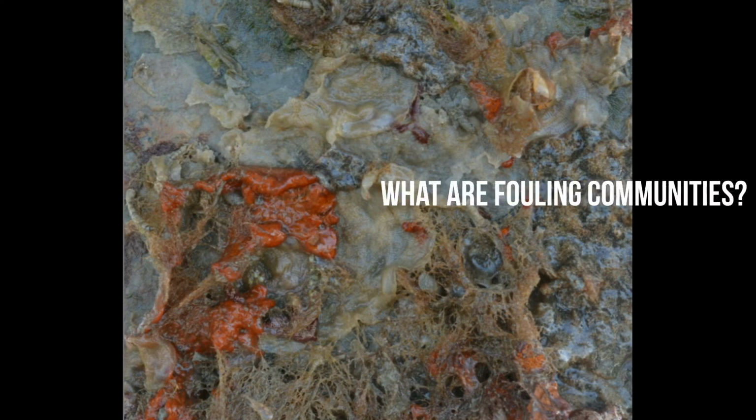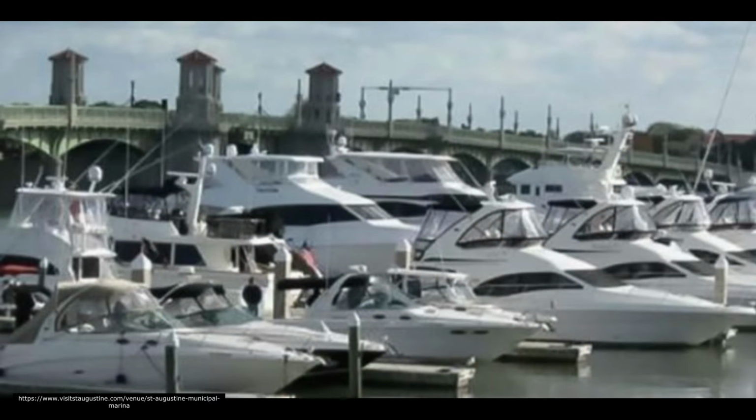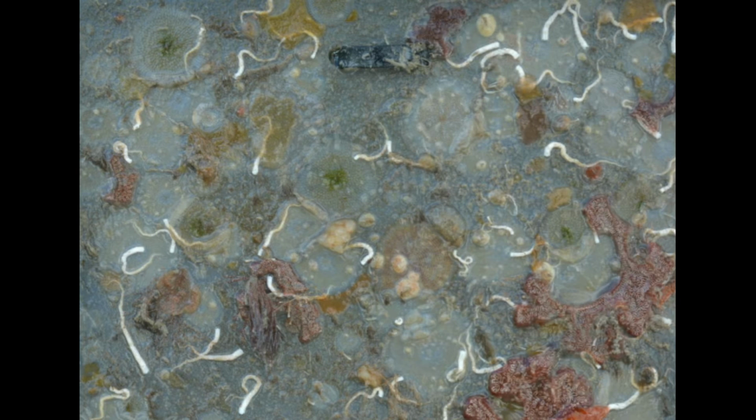Fouling communities are communities of organisms that live under docks and ship hulls. They contain a variety of invertebrates, algae, and microbes. These communities are strongly impacted by the environmental conditions and human activities in that area.